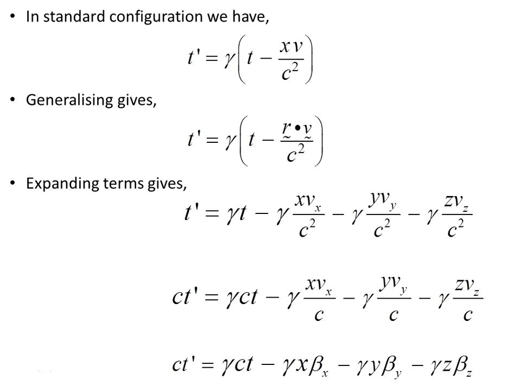Now we can tidy that up a little further, where it's conventional to use beta, so we get C times T dash is equal to gamma times C times T, minus gamma times x times beta subscript x, minus gamma times y times beta subscript y, minus gamma times z times beta subscript z. Now beta subscript z is just V subscript z over C, beta subscript x is V subscript x over C, and similarly beta subscript y is V subscript y over C.